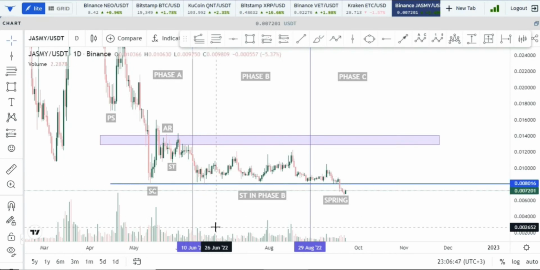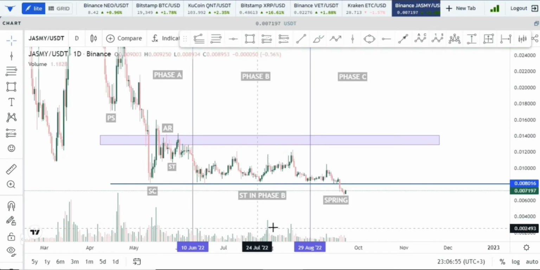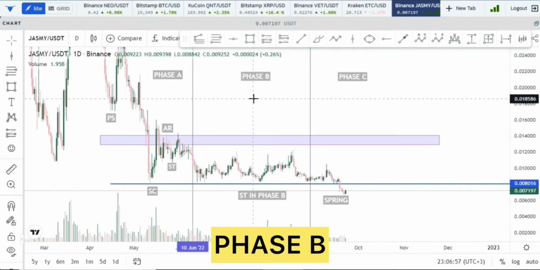Another characteristic of phase B is, yeah, you can have volume right here, but the volume is really erratic, right? You can see here you have volume right here. Really, you don't have anything right here. So yeah, we meet the conditions in phase B.